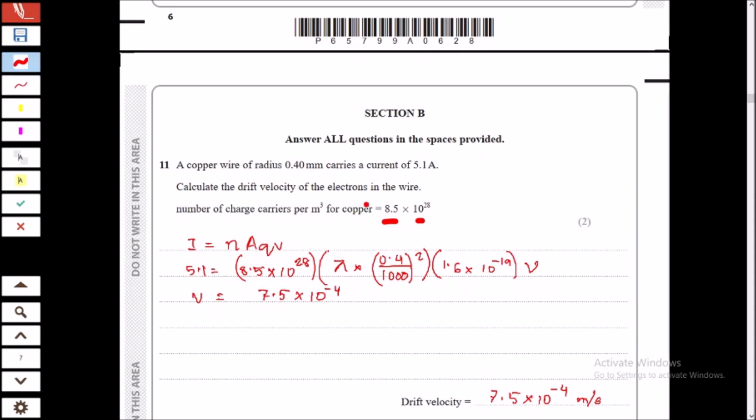So I is given in the question, 5.1. n is given in the question. A we have to calculate. We know the radius, and from there we can calculate the cross-sectional area of the wire, πr². We have done that by converting this to meters. And q is the electronic charge, we have put it here, and v is the drift velocity, which we have to calculate.